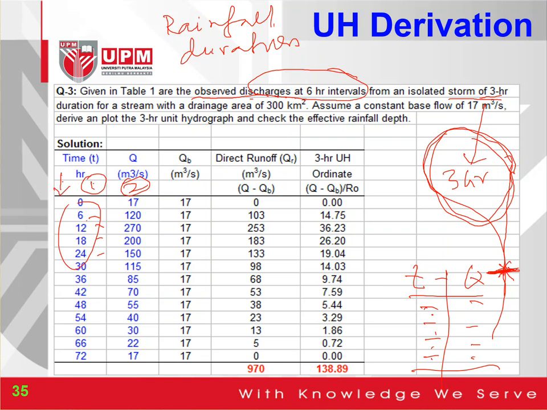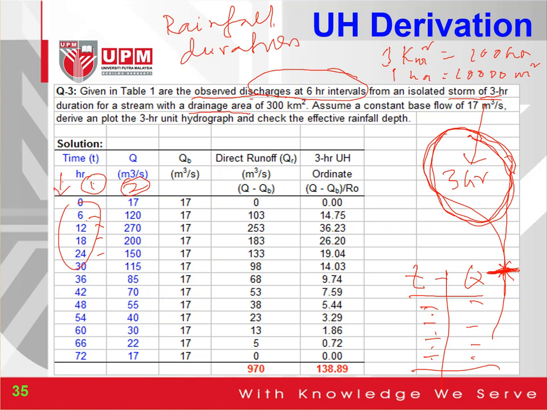And then the drainage area. Drainage area means the watershed. This watershed is 300 square kilometers. One thing is we just need to know some conversions. 1 square kilometer equals 100 hectares, and 1 hectare equals 10,000 square meters. Please remember this.